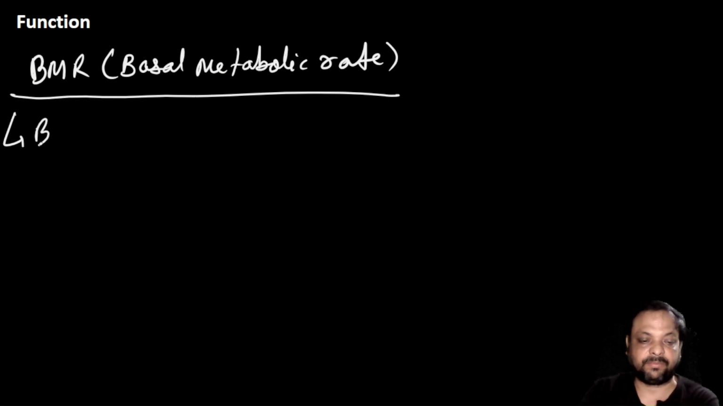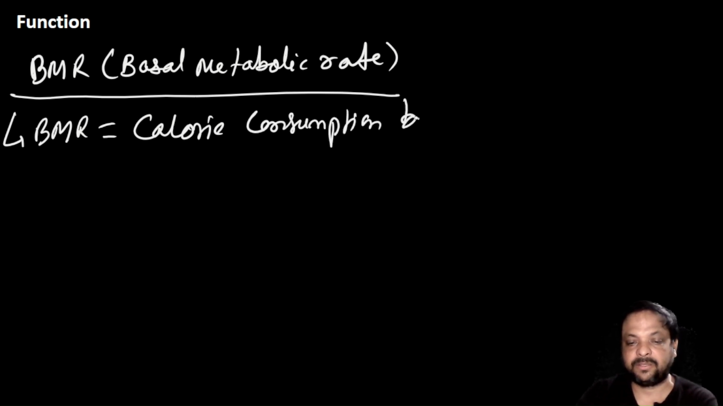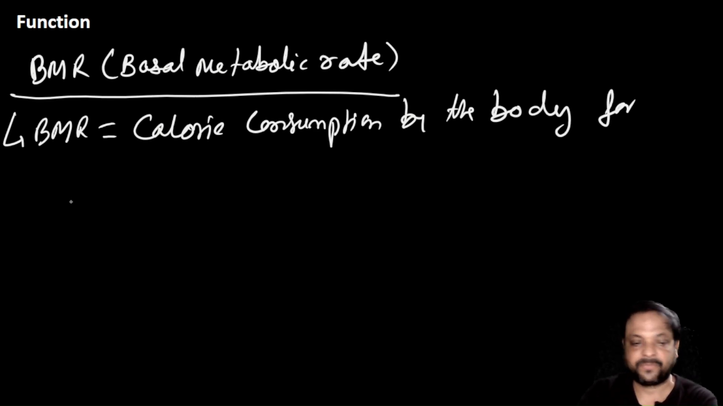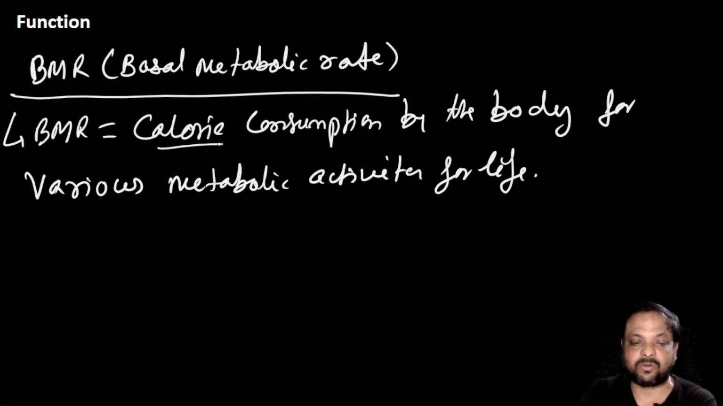Now let's discuss the second function, the basal metabolic rate. What does basal metabolic rate mean? It is the calorie consumption by the body for various metabolic activities for life. Got it? So BMR is normally called the calorie consumption. Its main function is calorie consumption.